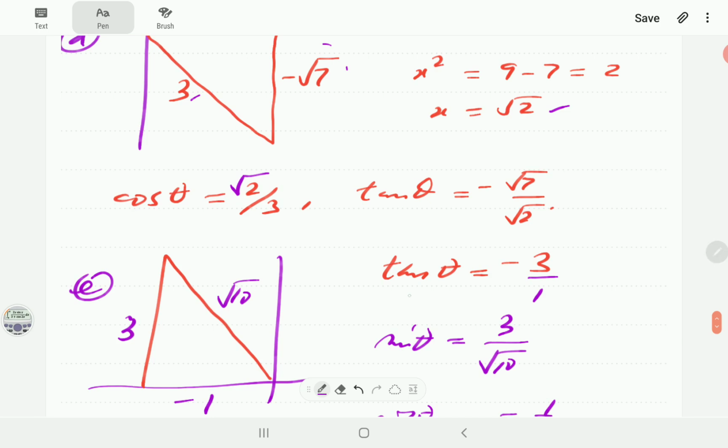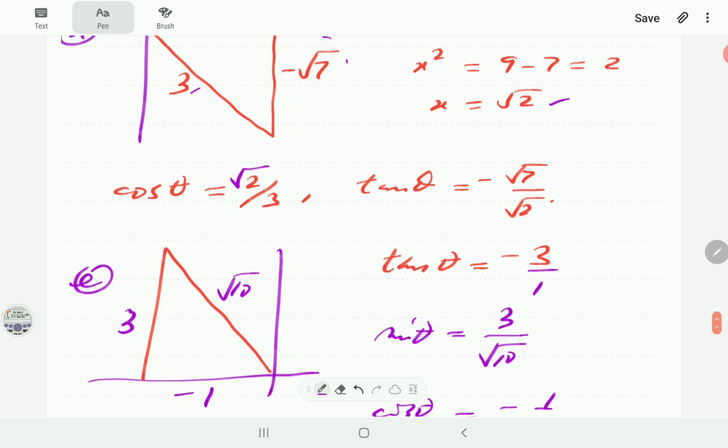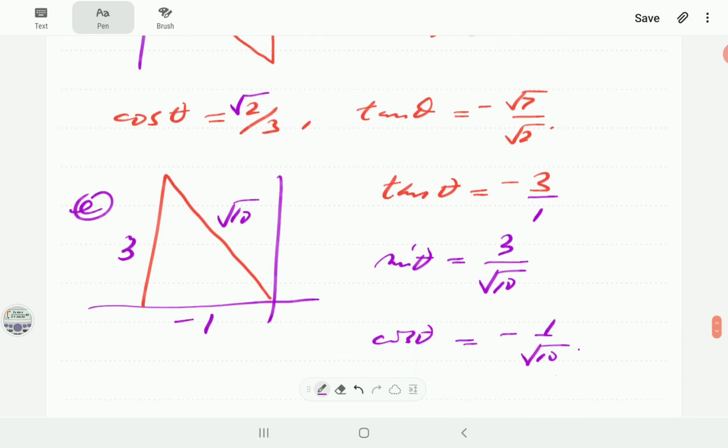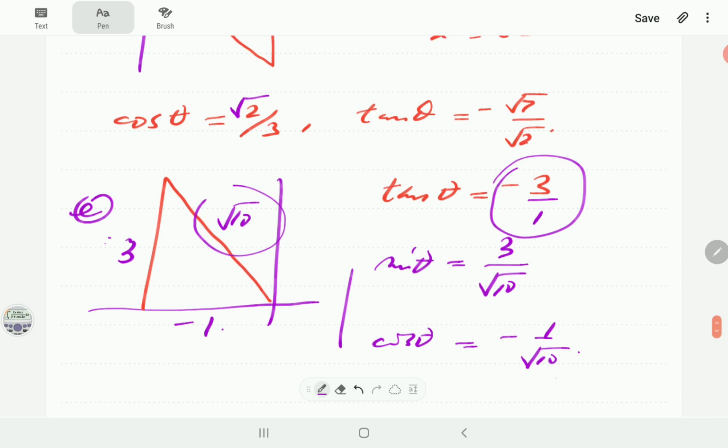In E, tangent is negative, but sine is positive. So that can only happen in quadrant number 2. So tangent is -3, is opposite over adjacent, but the opposite must be positive because it's going up, so the negative is going to be there. Then we find that the hypotenuse is √10, and then the sine and the cosine will be given by those two.